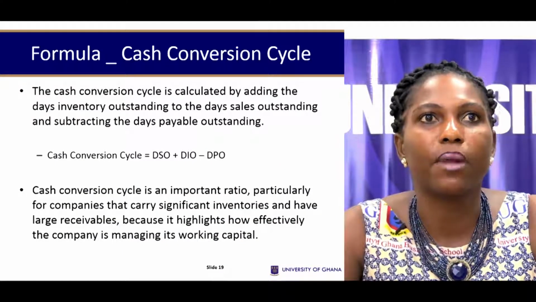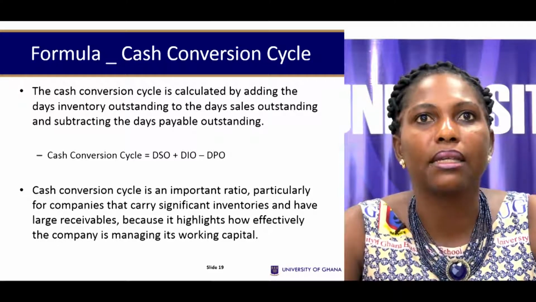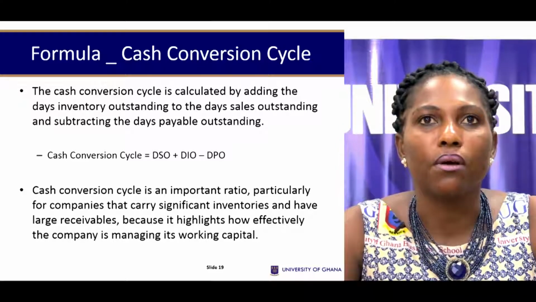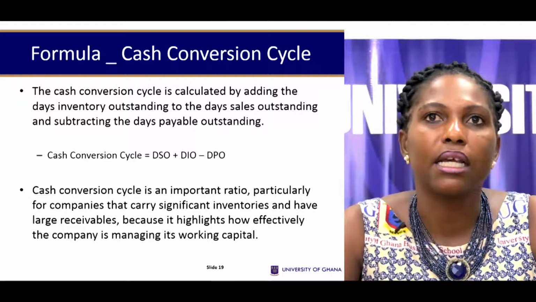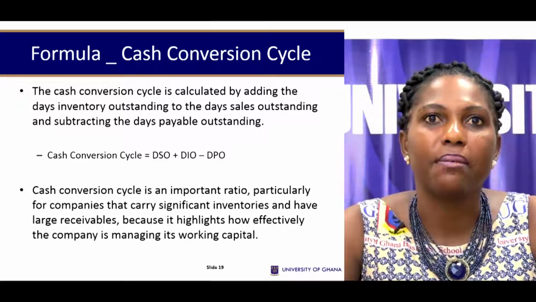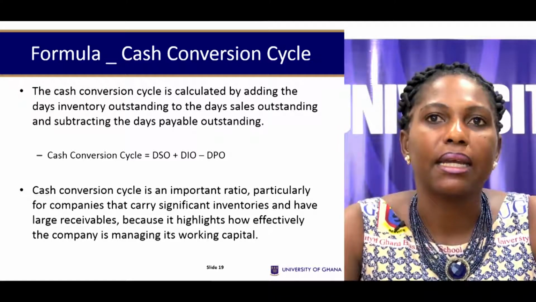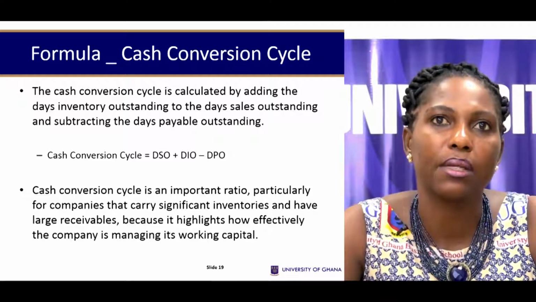So this is the formula for determining the cash conversion cycle. That is the days that the inventory has stayed in the warehouse plus the days it takes for you to collect from your customers, less the number of days that your supplier gives you to pay up. For firms that carry significant inventories and have large receivables, it helps to determine how effectively they are managing their working capital.